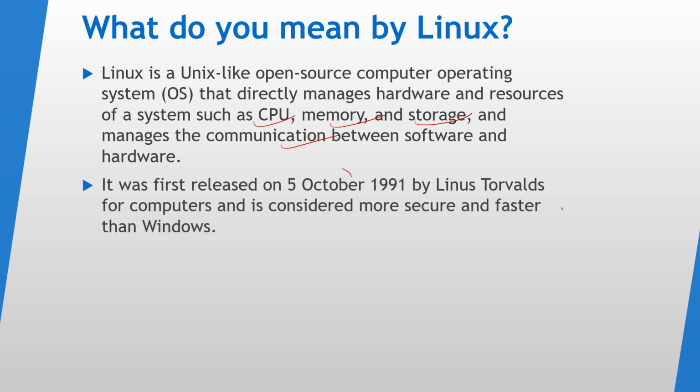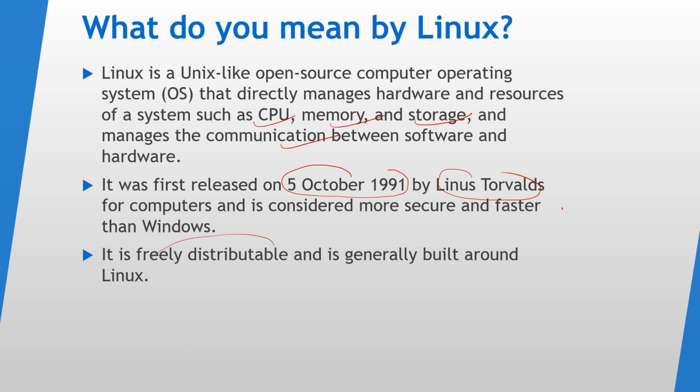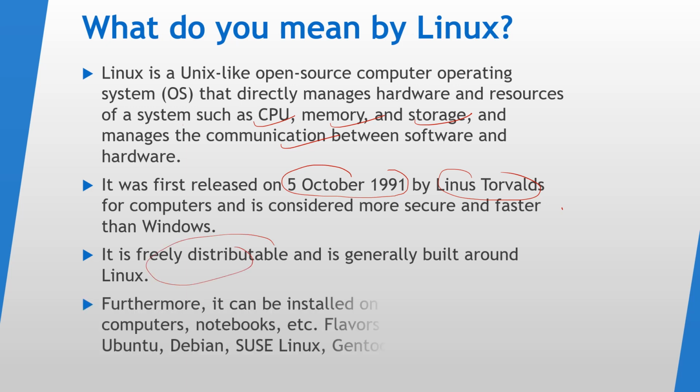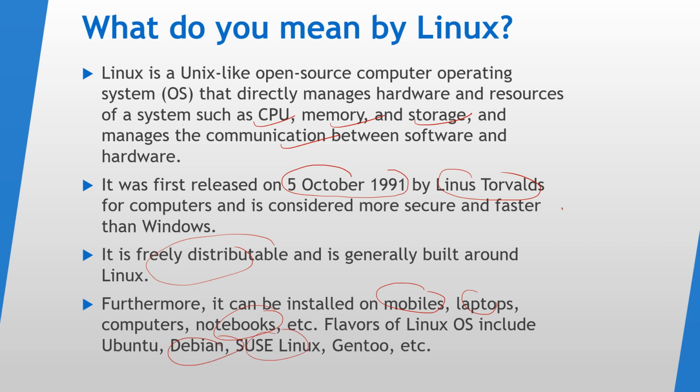Okay, it was first released on 5 October by Linus Torvalds, and it is more secure and faster than Windows. Okay, it is freely distributable and is generally built around Linux. Furthermore, it can be installed on mobiles, laptops, computers, notebooks. Flavors of Linux OS include Ubuntu, Debian, SUSE, Gentoo.